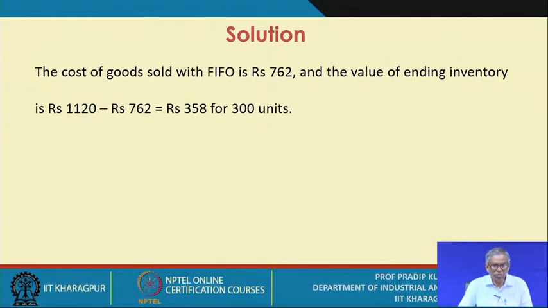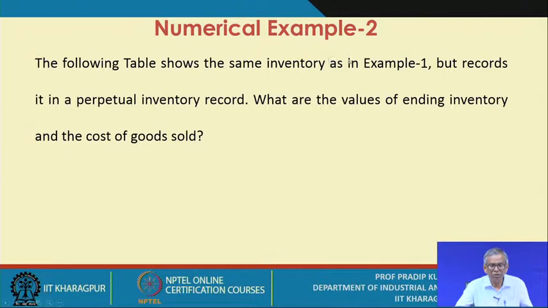So, the cost of goods sold with FIFO is rupees 762, already you have computed, you know the procedures, and the value of ending inventory is 1120 minus 762, that is rupees 358 for 300 units. Is it okay? So, these are the two parameters you need to calculate: one is the ending inventory at a particular point in time on a particular day, as well as the cost of goods sold. So, this is the second example.